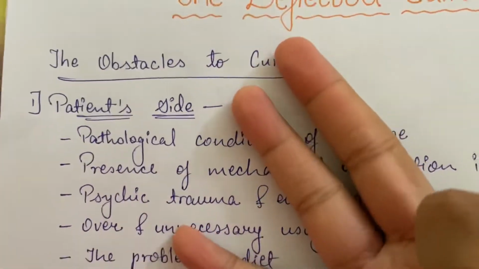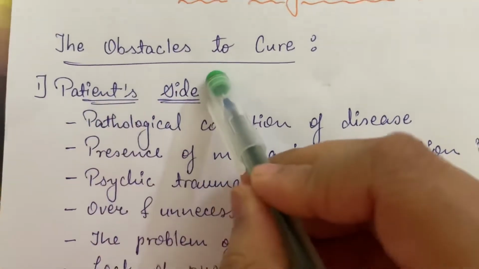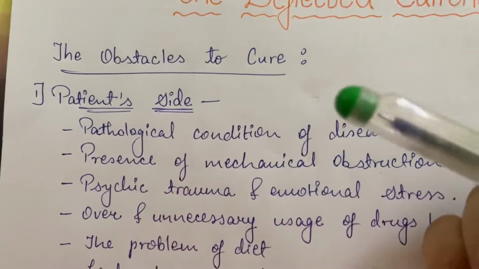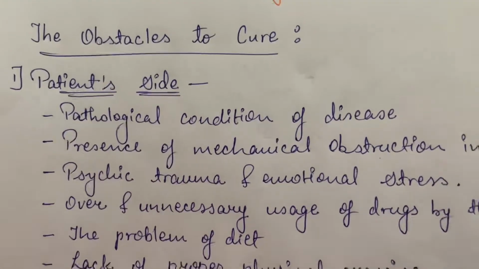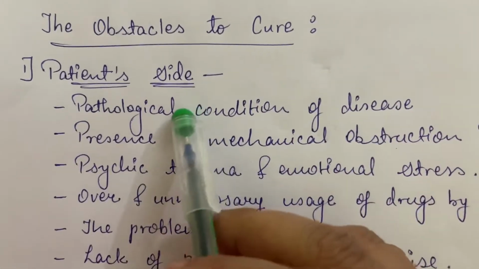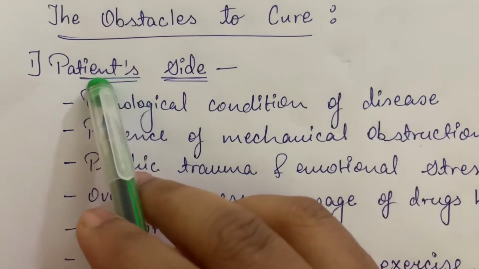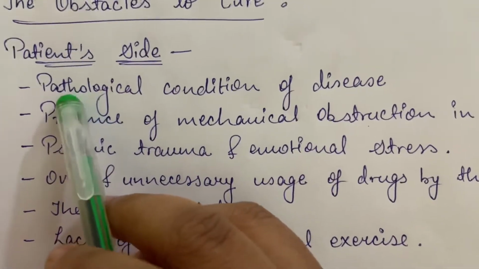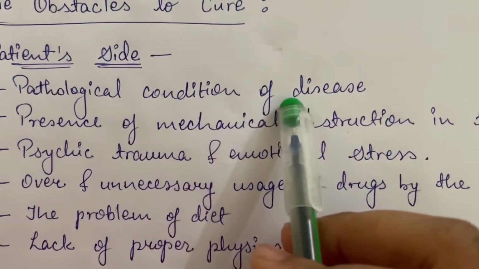So what H.A. Robert is explaining to you is the obstacles to cure. There are three obstacles to cure. First is the patient side, second is the physician's side, and the third is the remedial side. So firstly we are going to see the patient side, right? Now, patient side.